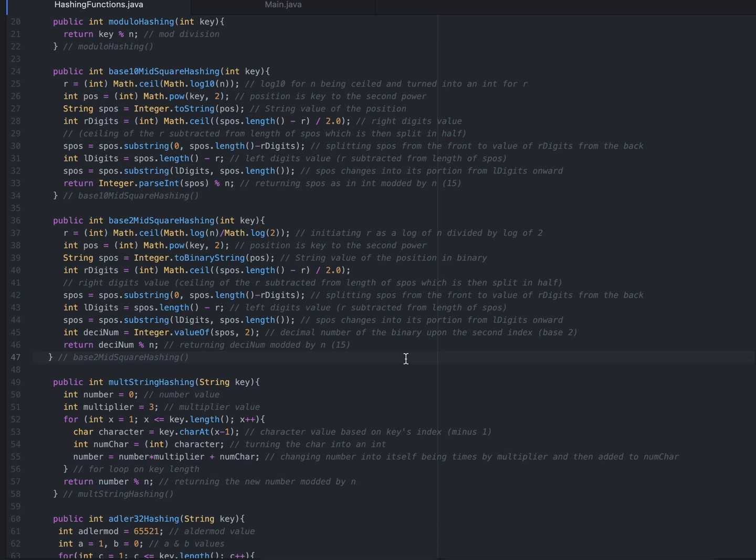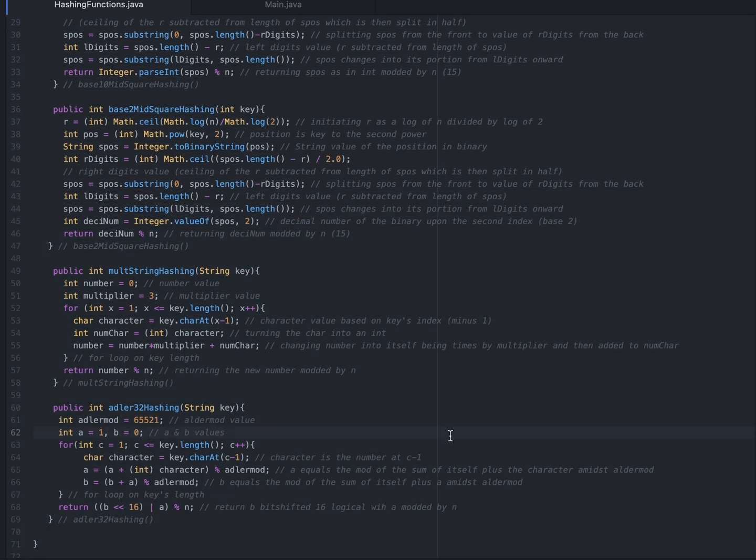The R digit is basically the right digit value, the ceiling of the R subtracted from the length of the string position, which is then split in half. String position becomes the front up to the value where the R digit is from the back. The L digit is R subtracted from the length of the string position. String position now becomes from the L digit up until the length of the string position. And then it returns the integer of string position, and then it mods that by n.